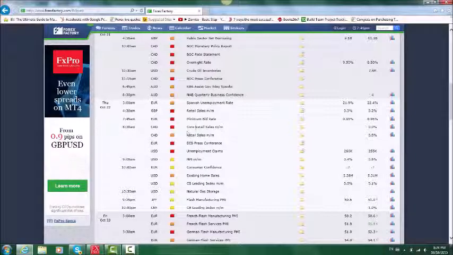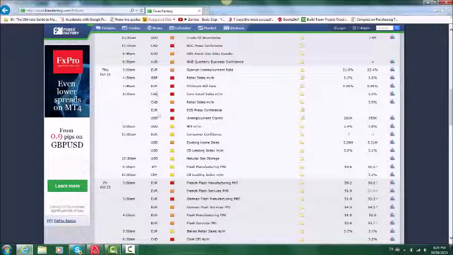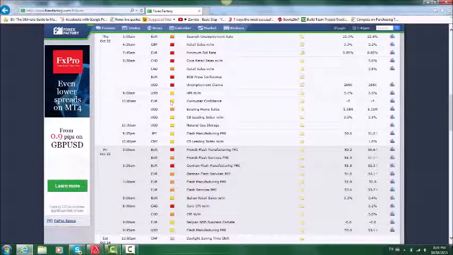Eastern. We also have core retail sales data for the Canadian dollar as well as unemployment claims for the US dollar. So again, this 8:30 a.m. is very important for these three currencies: Canadian dollar, euro, and US dollar. We have consumer confidence number coming out for the Eurozone at 10 a.m. Eastern and existing home sales for the US dollar.